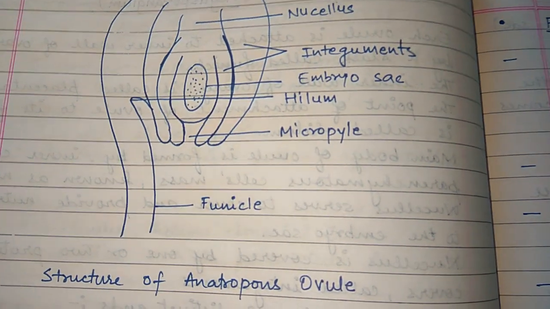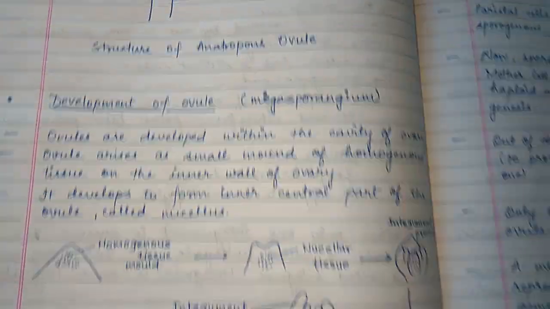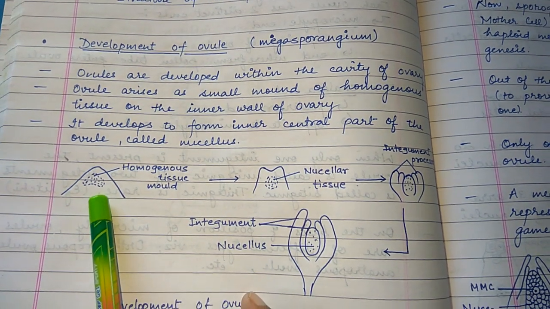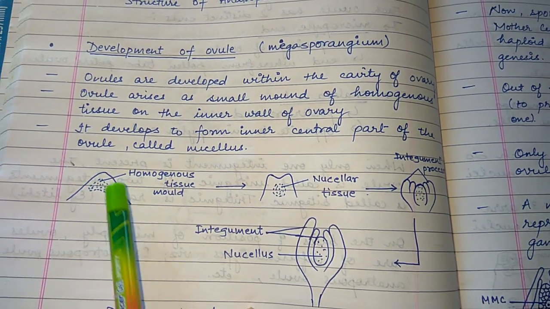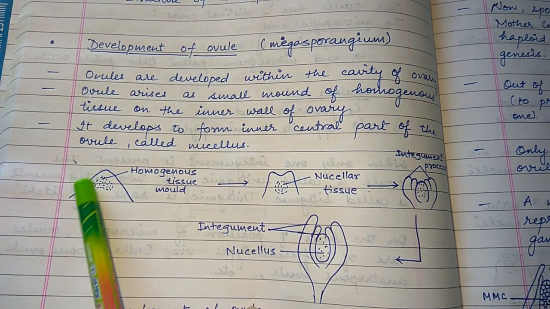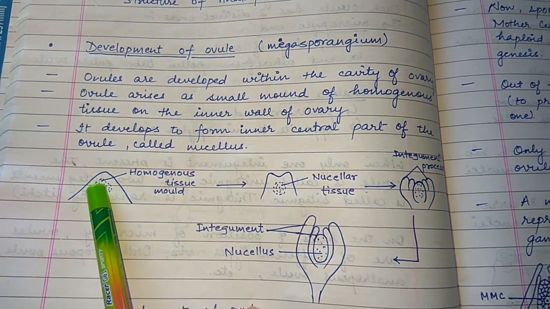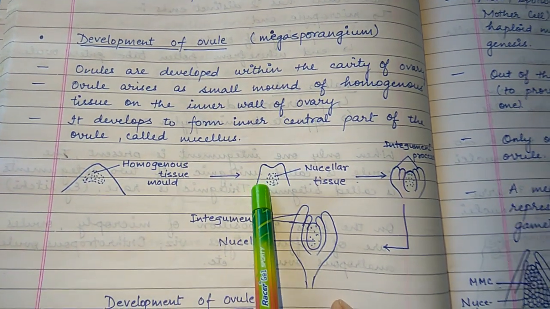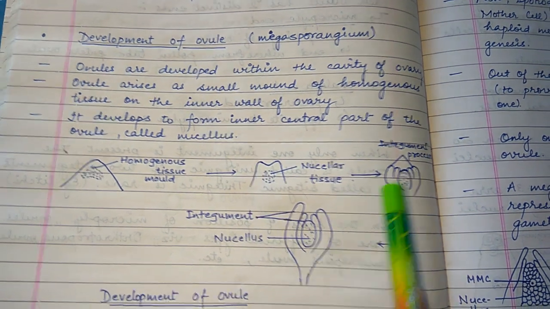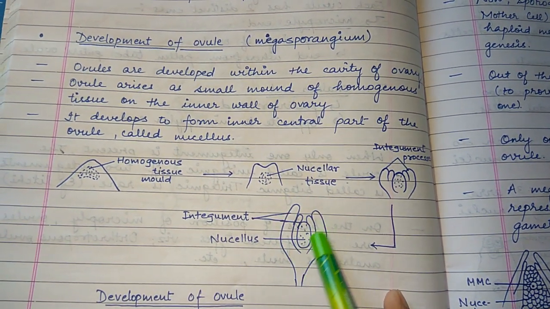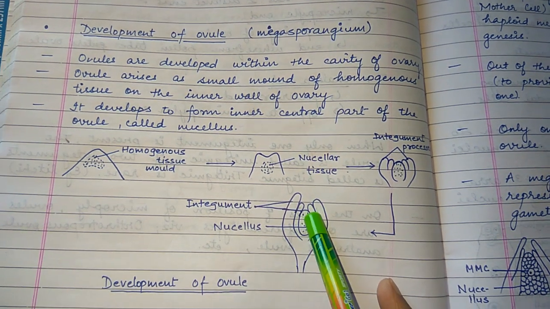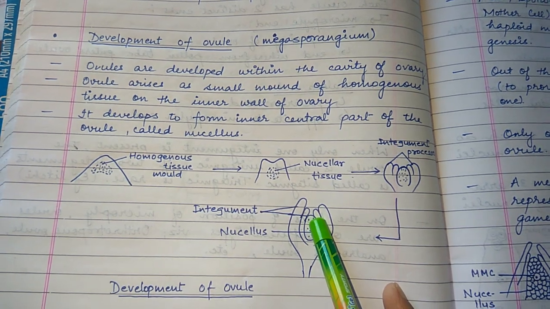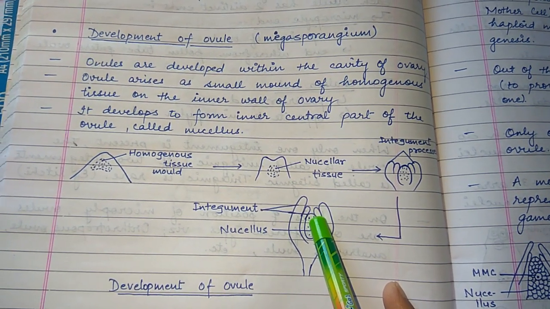Okay, now we will study about development of ovule. How it is developed. Ovules are developed in the cavity of ovary. It arises as a small mound of homogeneous tissue in the inner wall of the ovary, and then it forms the central part that is called nucellus. This way the development of ovule takes place.